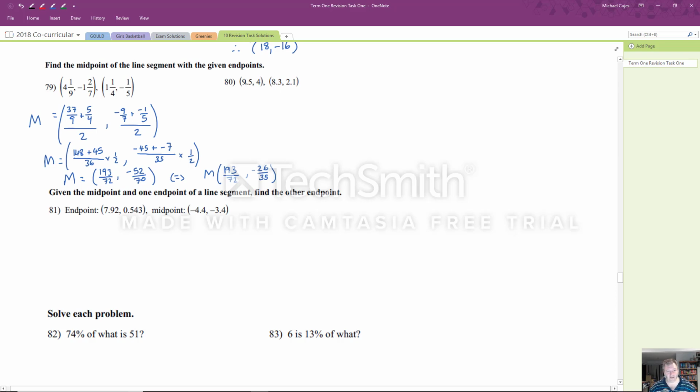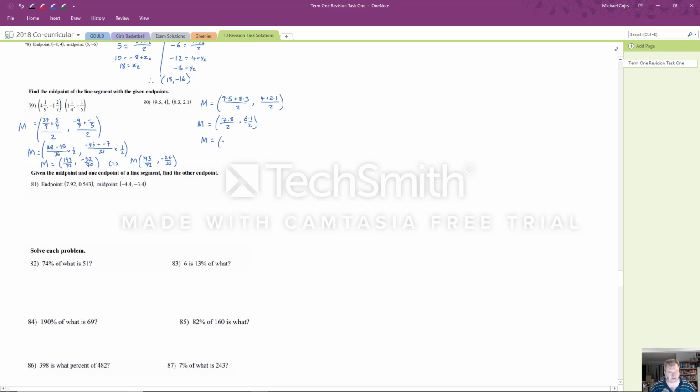Let's have a go at 80 over here. Just some decimals. So my midpoint, sum of my 2 x coordinates, 9.5 plus 8.3, all divided by 2, and the sum of the 2 y coordinates, 4 plus 2.1 divided by 2. What have we got? 17.8 divided by 2 and 6.1 divided by 2. A little bit of using your brain. Well, it's just under 2 nines, it'd be 18, so that looks like it's about 8.9 to me.